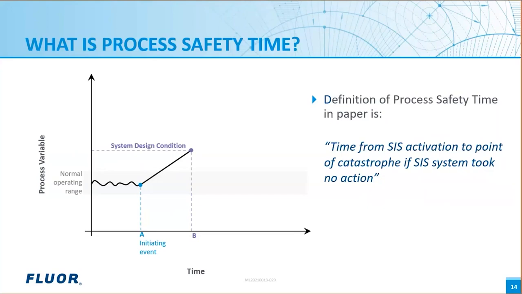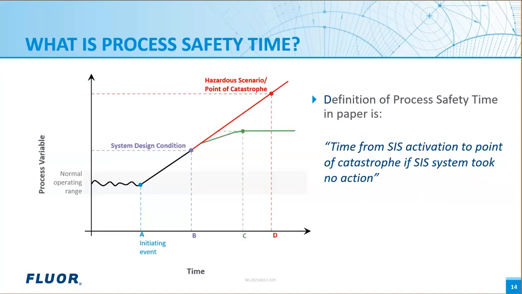And then at that point, one of two things will happen. If we don't have a safety instrumented system, or if the safety instrumented system took no action, our process would continue to deviate from its normal operating range, as shown by the red line here, and would eventually reach the point of catastrophe. But obviously what we're hoping is that our instrumented system does take the right corrective action, and it will cause the process to settle out at some safe condition as denoted by the green line.